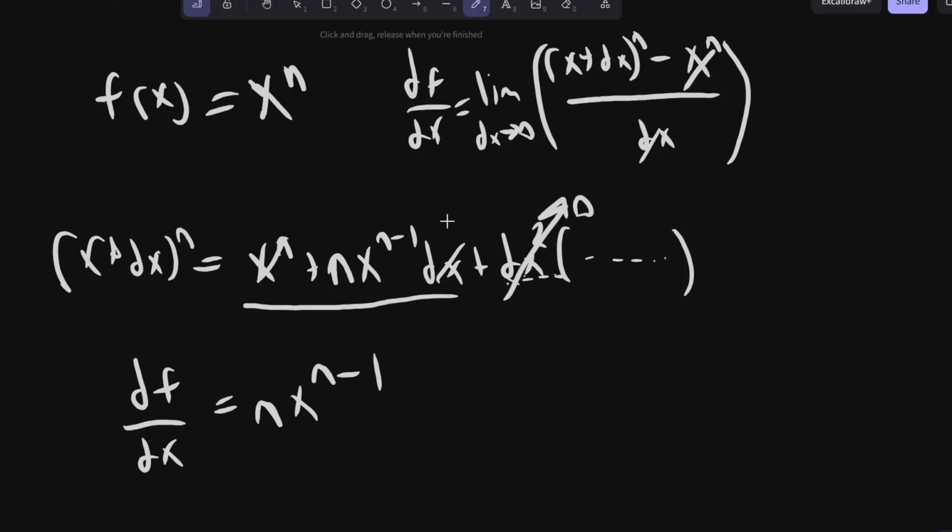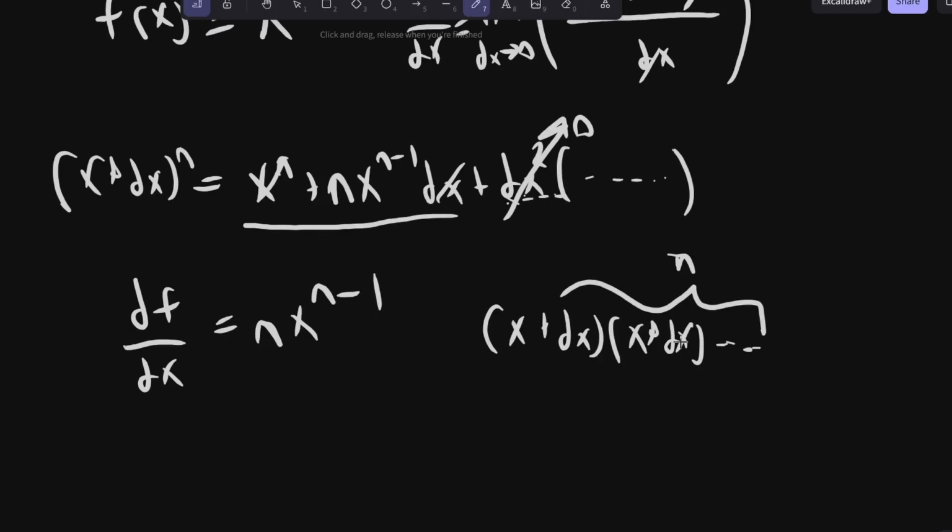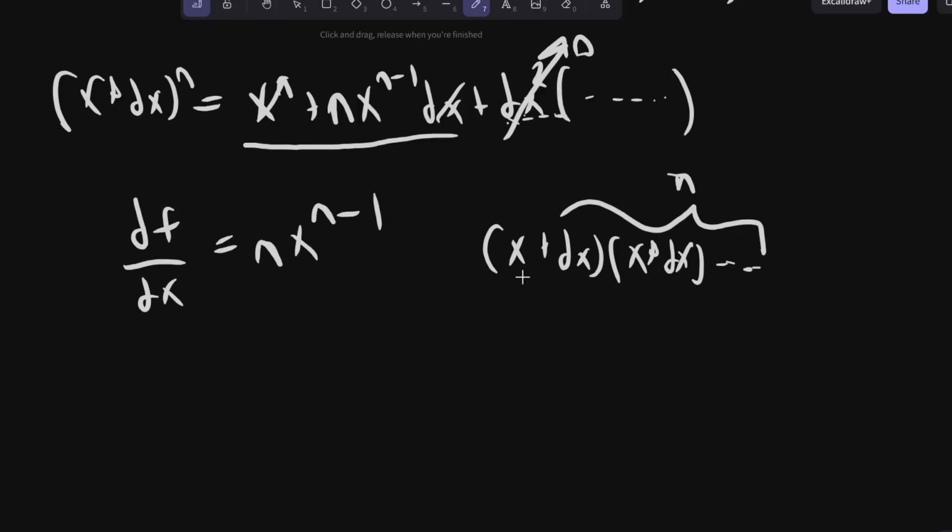Okay? And this just comes from thinking about x plus dx times x plus dx, n times. There's one way you can multiply all the x's, but there are n ways you can multiply every x except one, and then a dx. And that's all this is.